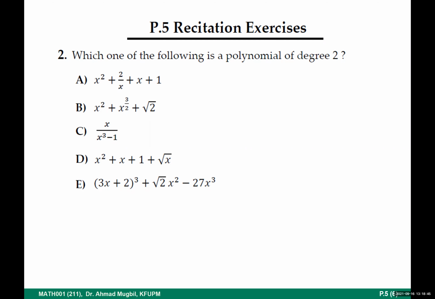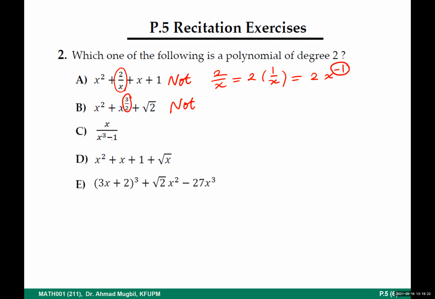You mean this term? X in the middle. So 2 over x is just 2 multiplied by 1 over x. It is 2 times x to the power -1. Yes. So we said that in a polynomial, the powers are what? Non-negative integers. So this is a negative integer. So because of this, it is not a polynomial. The second one, for the same reason, it is not a polynomial.